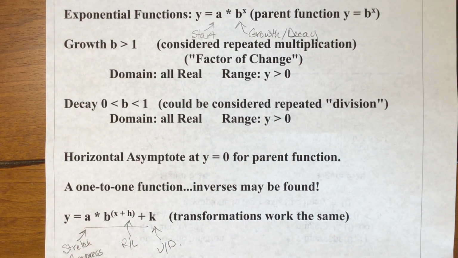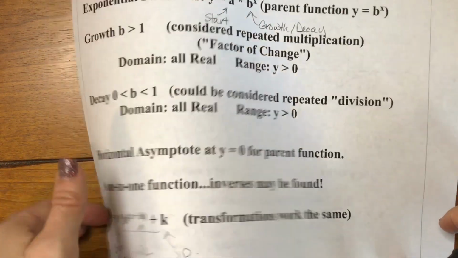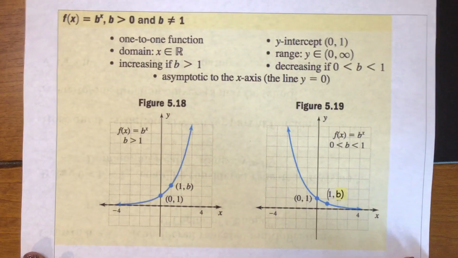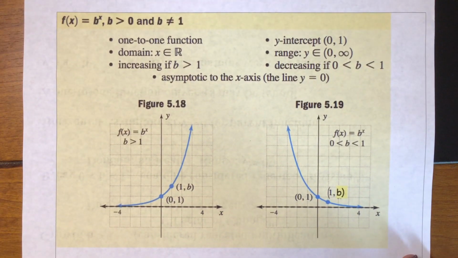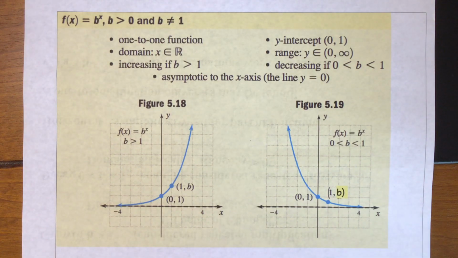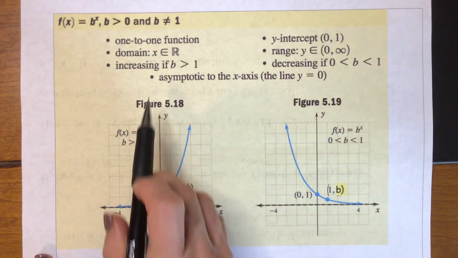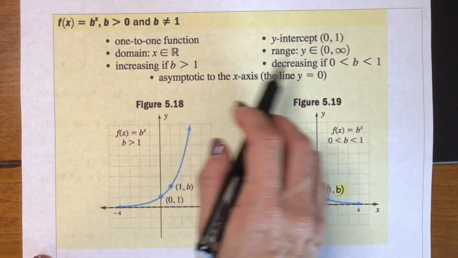I have just one slide left to show you. Your assignment attached to this will be on Schoology. So just a quick review of the graphs. This is also in your book. A lot of it we repeated. We said it's a one-to-one function. We have a domain that's all reals. We already said whether it's increasing or decreasing, so growth or decay.